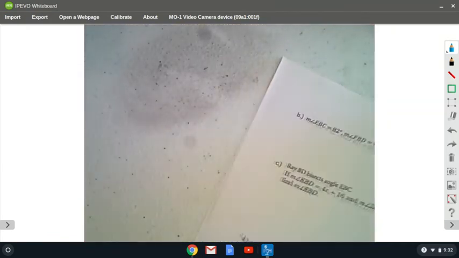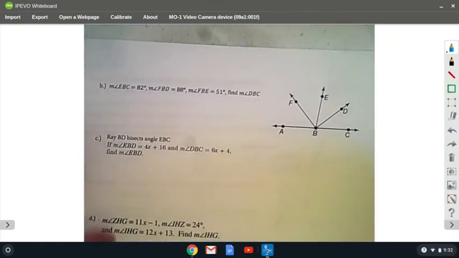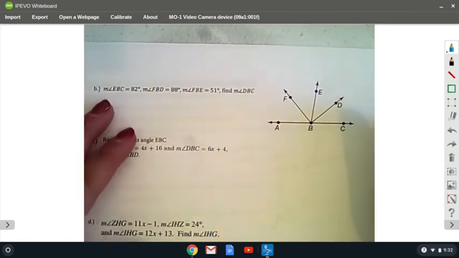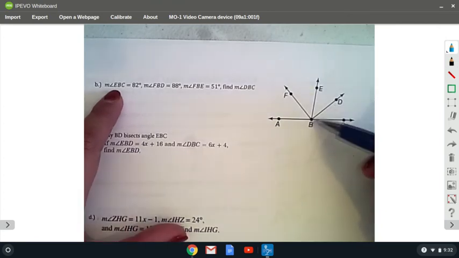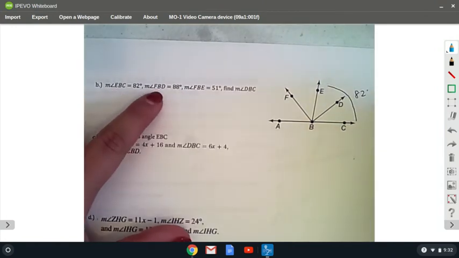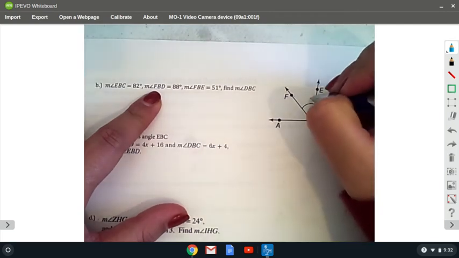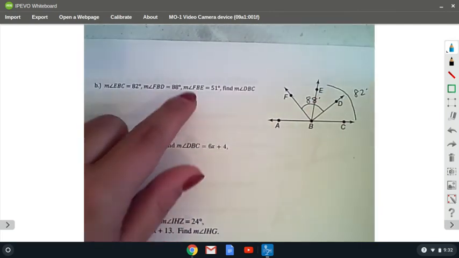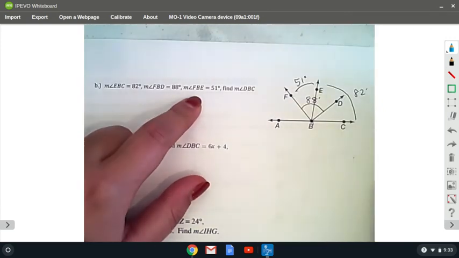All right, so now I'm going to flip it over to my next page. This one has 4 angles inside one, so there's a lot of parts here. So I'm going to go ahead and label. Now, this labeling gets a little crazy. So angle EBC, from here to here, is 82 degrees. From FBD, so this is 88 degrees. And then FBE right here is 51 degrees.